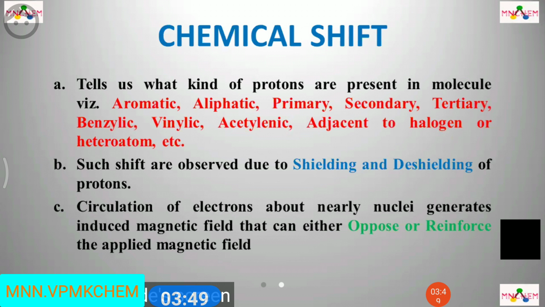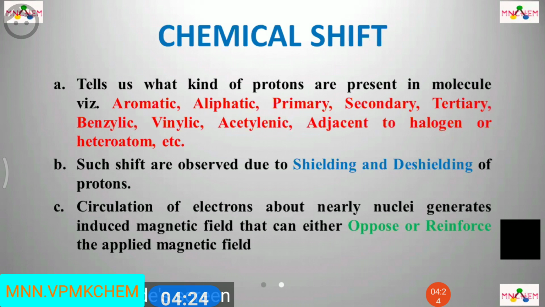It tells us what kind of protons are present in the molecule. A molecule may have aromatic, aliphatic, primary, tertiary, benzylic, vinylic, etc. different kinds of protons, and they give different signals in the NMR spectra. In other words, we can say the position of these protons on the PMR spectra is different, and that is the chemical shift.